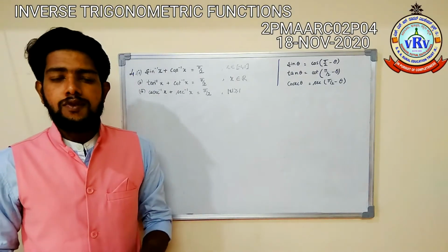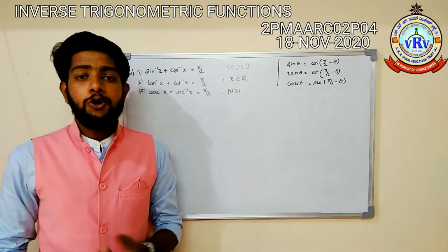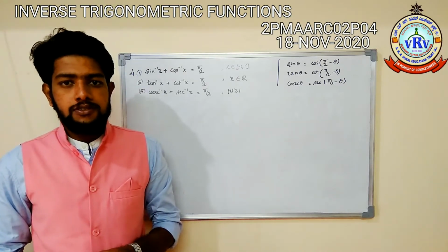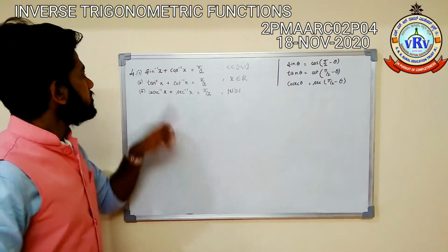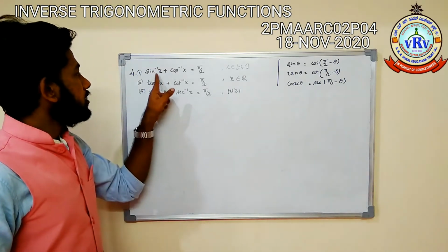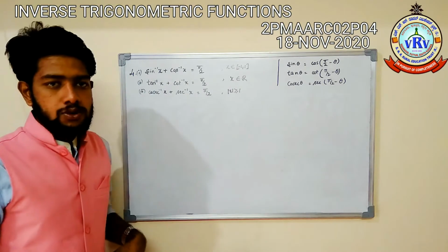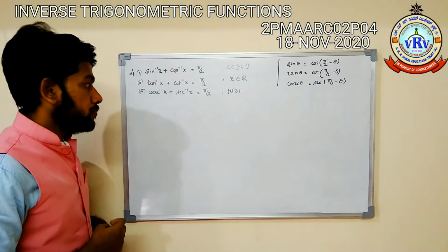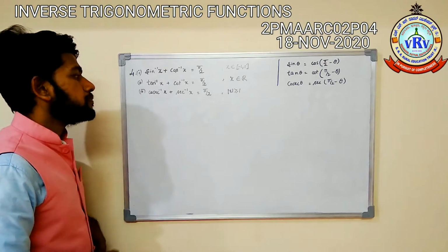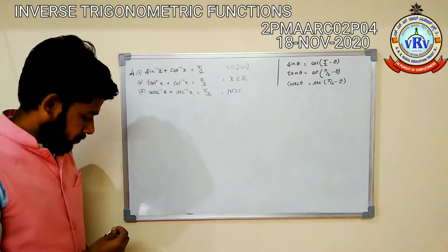In the previous video, we studied some of the properties of the inverse trigonometric functions, the first three properties. Now, we will see the fourth one. It's like this: sine inverse of x plus cos inverse of x is equal to pi by 2. Tan inverse of x plus cot inverse of x is equal to pi by 2. Cosecant inverse of x plus secant inverse of x is equal to pi by 2.